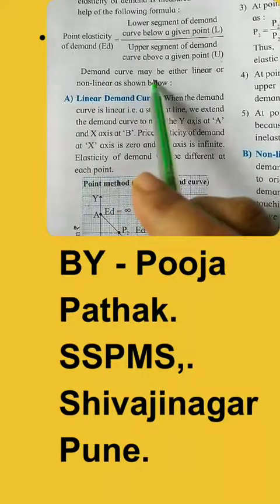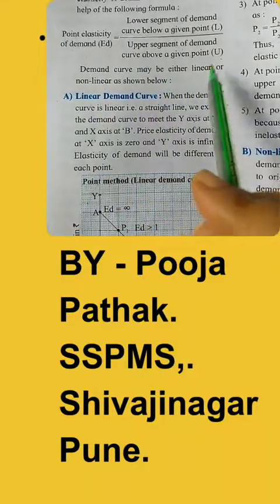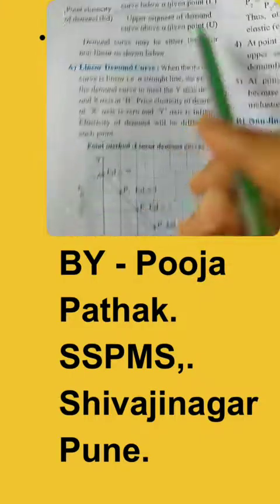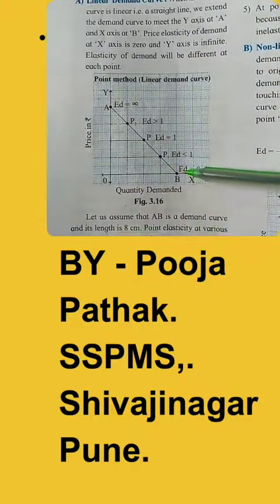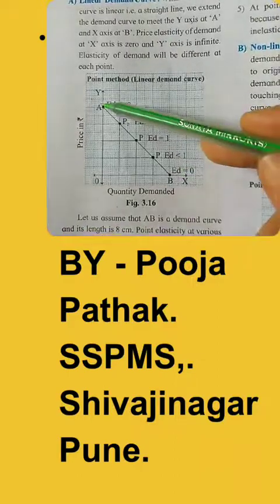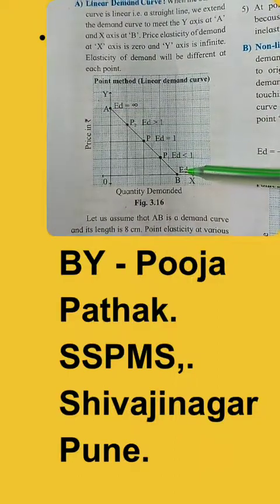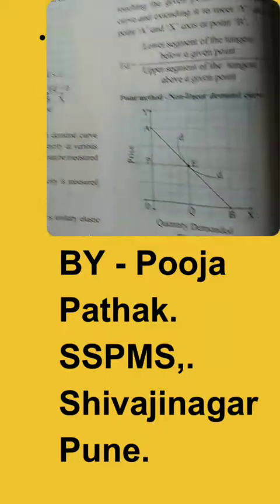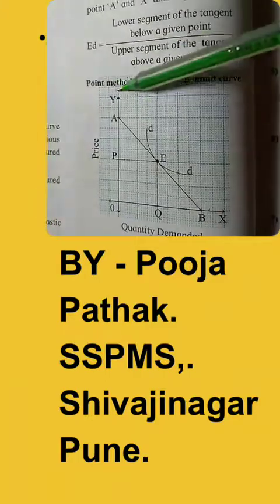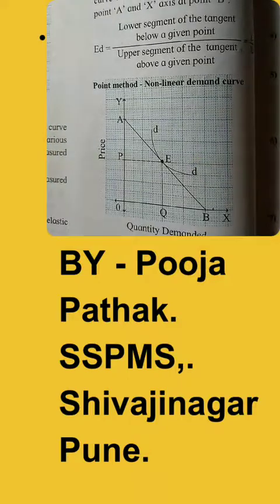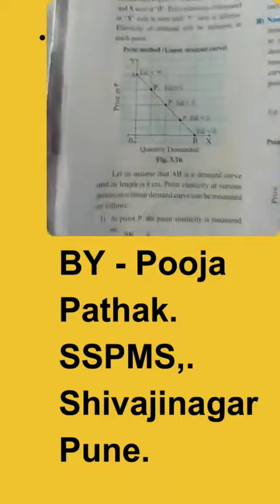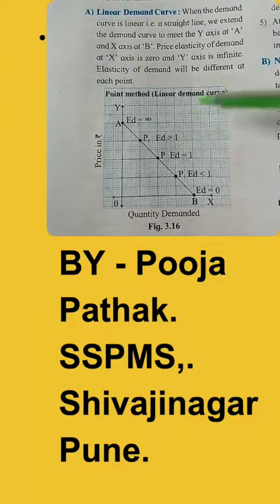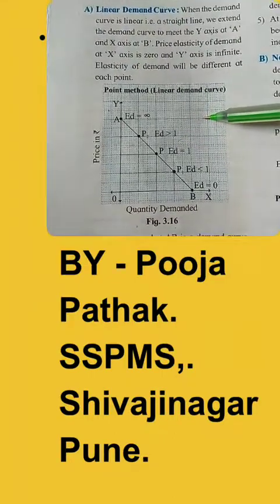Now the demand curve may be either linear or non-linear. Linear means a straight line. This is a linear demand curve, a straight line demand curve where you are drawing the demand curve with the help of a scale. Or it can be a non-linear demand curve like this, when you are drawing with free hand. Now let us see how to calculate elasticity of demand with the help of a linear demand curve.